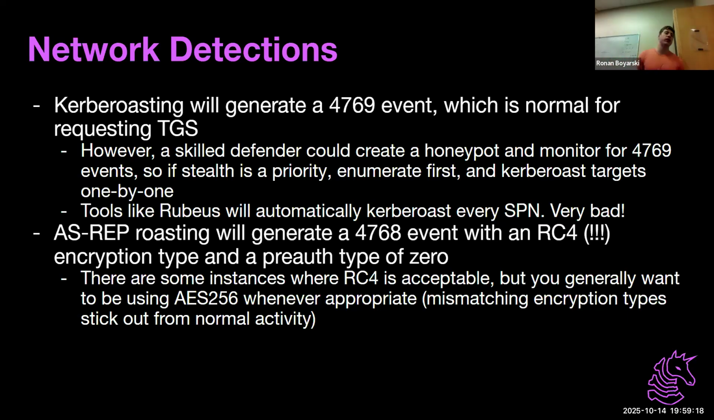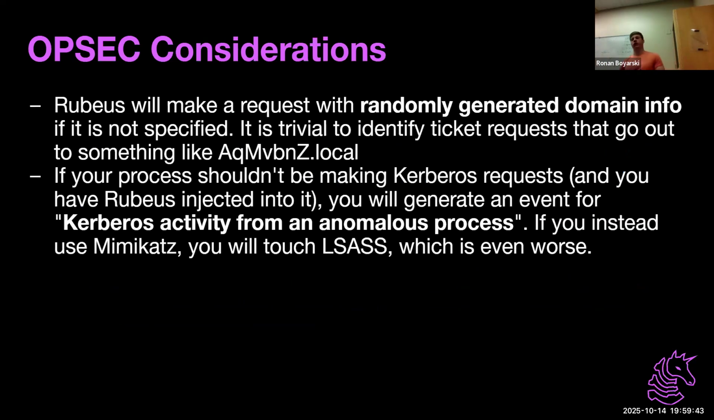ASREP roasting will generate a 4768 event with RC4 encryption type and a pre-auth type of 0. Now, this is sort of up to the defender's discretion, but RC4 is old, and there are some cases where that's normal, but this is one of those cases where it's not. So anytime you see a 4768 event with RC4, it's not a guarantee something bad is going on, but it warrants at least a little bit of looking at. The other thing is Rubeus, if you're just going to rip it off of GitHub and start attacking things, will send randomly generated domain info because it doesn't need to have the actual domain or username or password when it's doing this. So it'll just send the domain out like that.